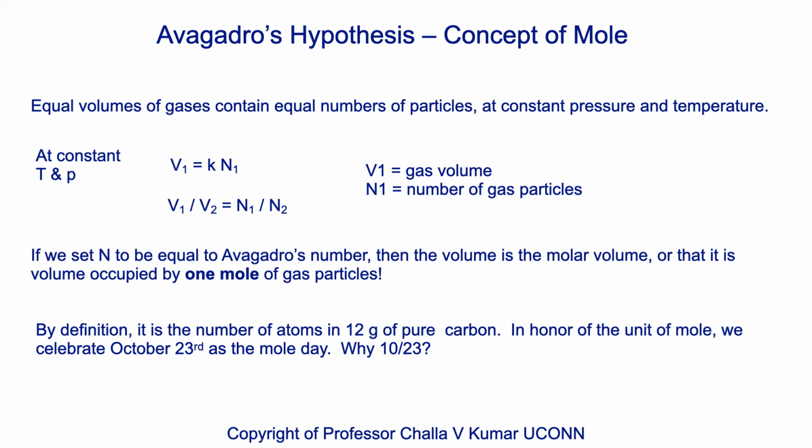Therefore, 2 grams of hydrogen molecules contain Avogadro's number of particles, whereas 32 grams of oxygen contains the same number of particles, that is 1 mole, at standard temperature and pressure. And therefore, the mass of a sample and the number of particles are related to each other through their molecular weights or atomic weights.